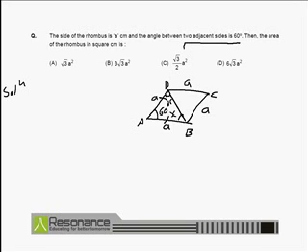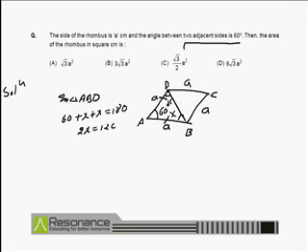Now by applying the angle sum property in triangle ABD, we get 60 plus 2x equals 180. So we get 2x equals 120, so x equals 60 degrees. So therefore we can say that the triangle ABD is an equilateral triangle.